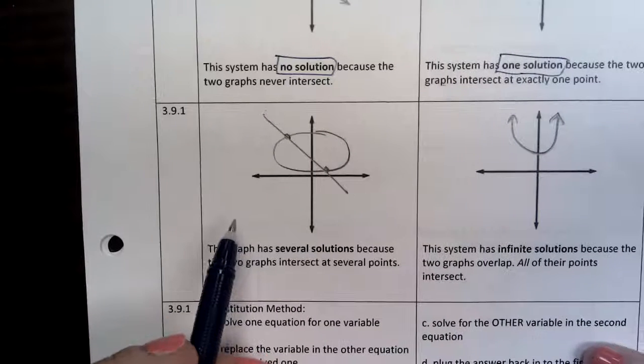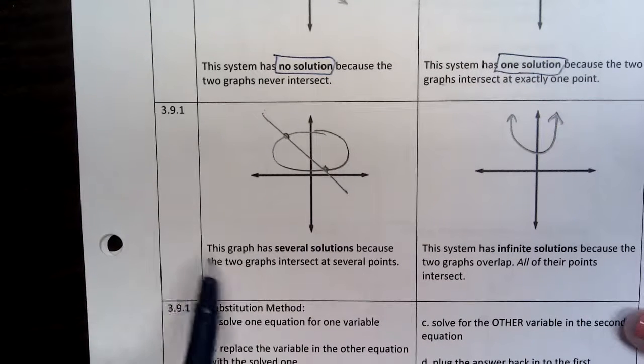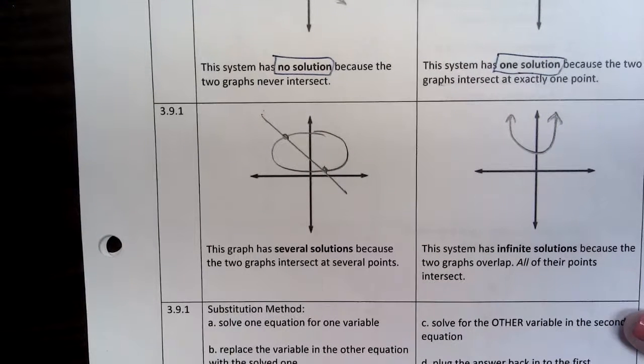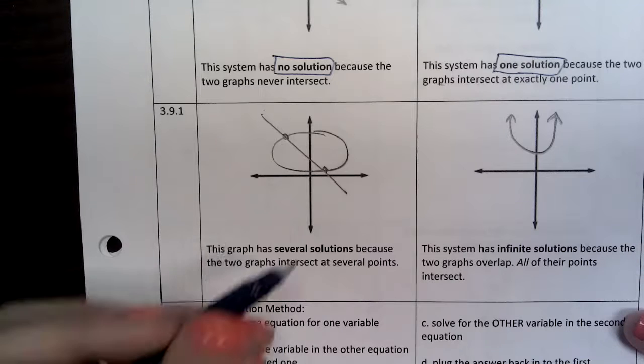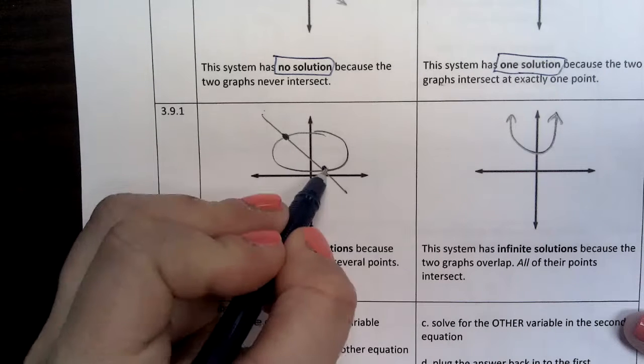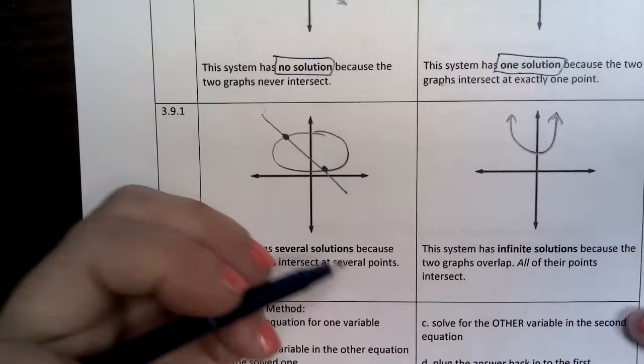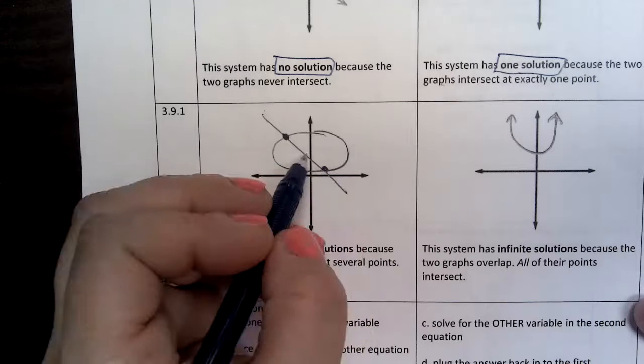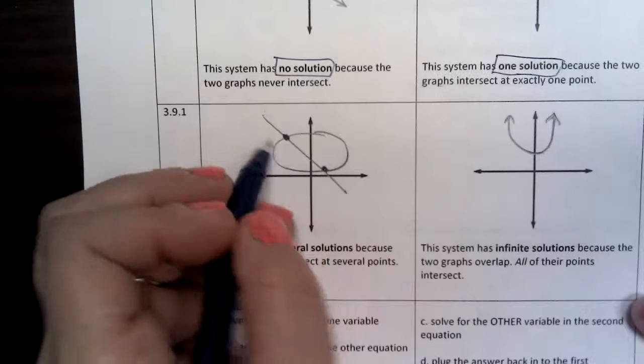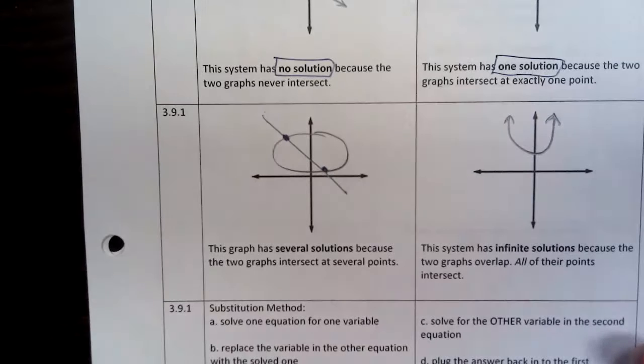The next one, this graph has several solutions because the two graphs intersect at several points. Here you have it intersect at 2 points. It could intersect at 3 or more points, depending on what the graphs are. We don't usually get into any other than 2 points, even in pre-calculus.